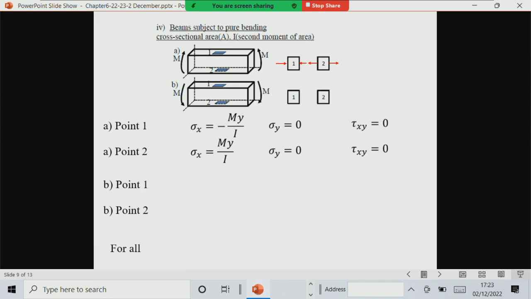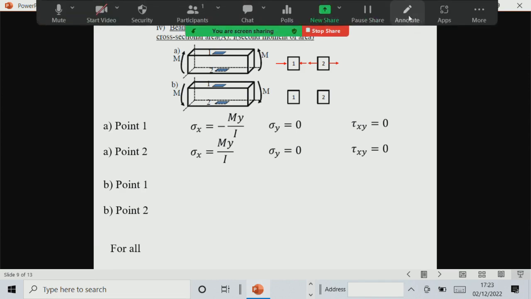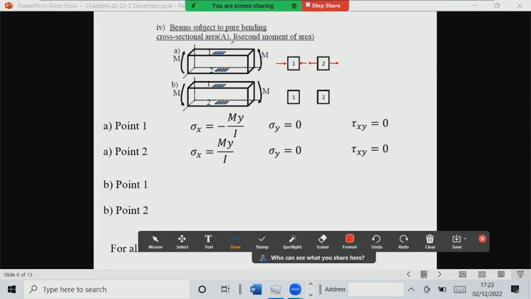Yes, please. Why is tau zero and not VQ over Ib? That's what I said, because at the moment, this is subject to pure bending moment. If it was subject to a lateral shear force, yes, then V equal to F. So pure bending moments do not produce shear stresses. Only when the bending moment is produced by a shear force, you get a shear stress. That's right. That's called flexural shear stress.